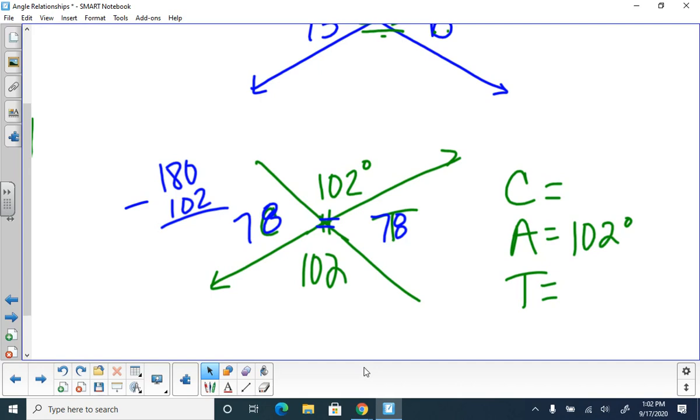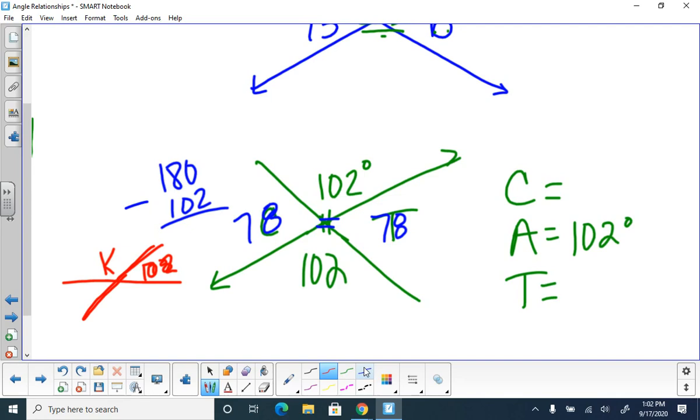Because I guarantee if I would have put this and said this was 78, this was 102, and I went, what is this? You'd be like, okay, 180 minus 102, got it. But the moment I extended this line, your brain went to mush. It's no different. It's exactly the same thing, just with an extra tail. All right, so don't hesitate with that.